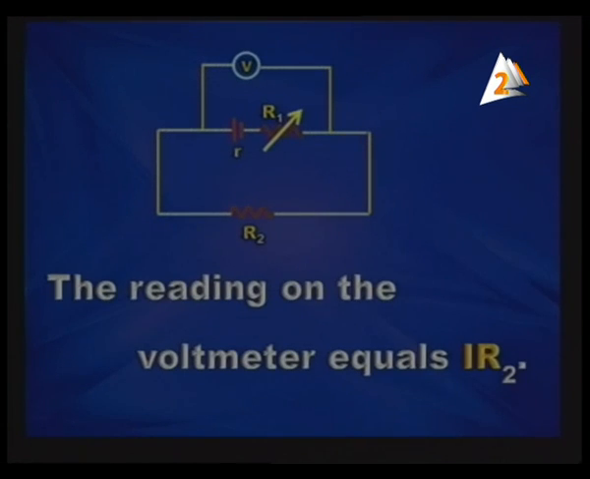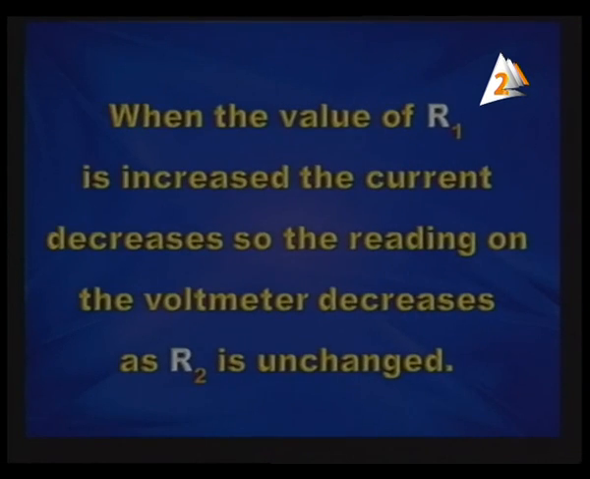The reading on the voltmeter equals IR2. When the value of R1 is increased, the current decreases. So the reading on the voltmeter decreases as R2 is unchanged. So it depends on the current, and the current was decreased when R1 is increased.